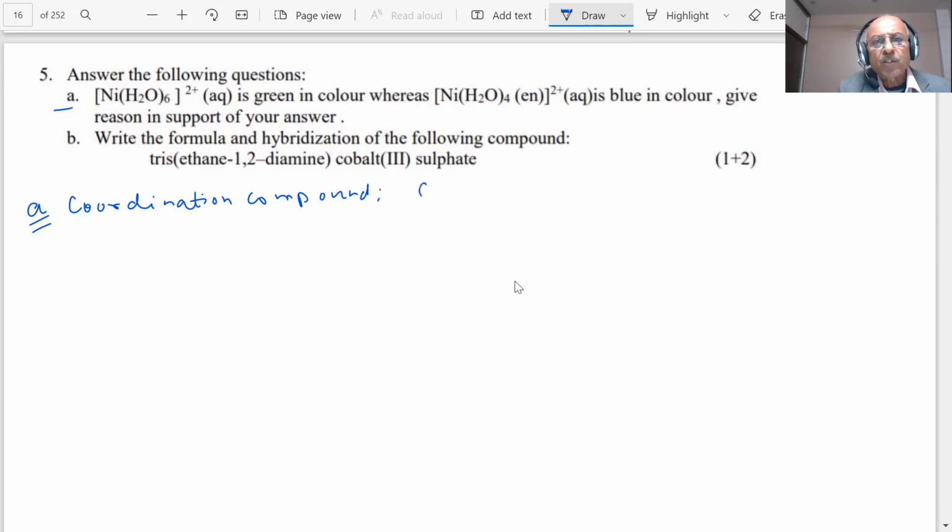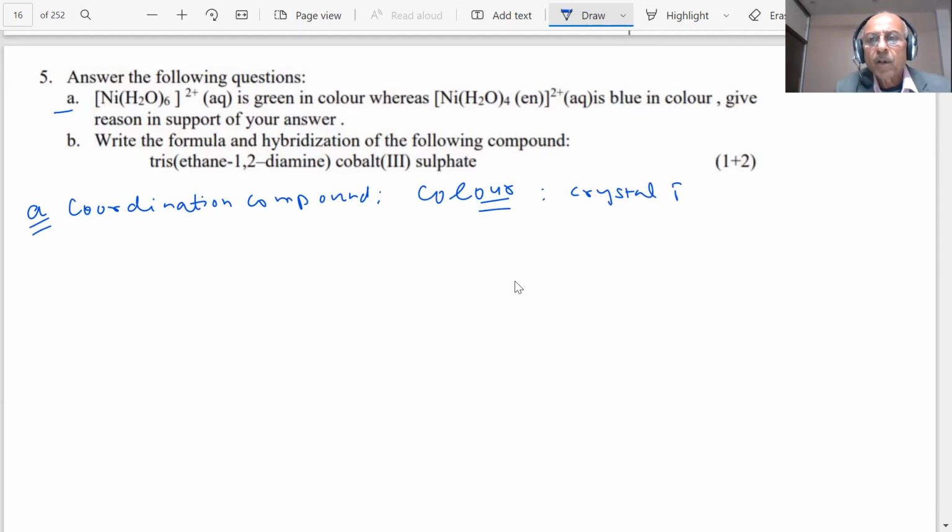So coordination compound colors you have studied. What is the reason for the color of the coordination compound? You have studied crystal field theory. What it says, when the ligands approach the central metal ion, what happens? The symmetry of the d orbitals is destroyed and the d orbitals get split up into two sets. This is an octahedral complex. We are talking about octahedral coordination compounds.